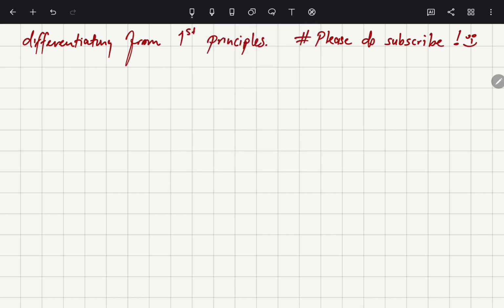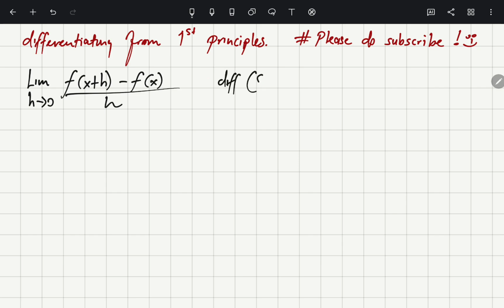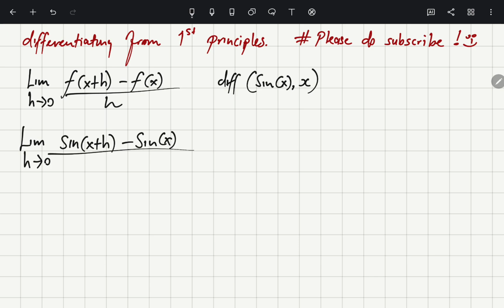So the first principles function is as follows: the limit as h approaches 0 of f(x plus h) minus f(x), divided by h. So plugging in our function, we're going to differentiate sine x with respect to x. So we get the limit as h approaches 0 of sine(x plus h) minus sine x, divided by h.